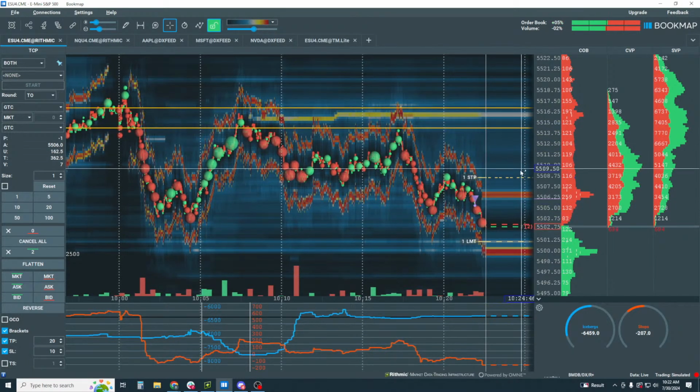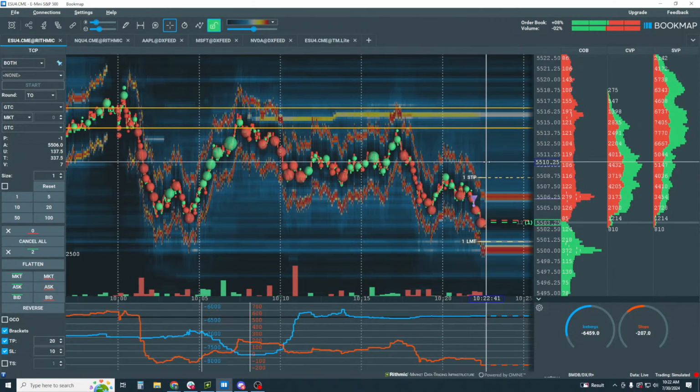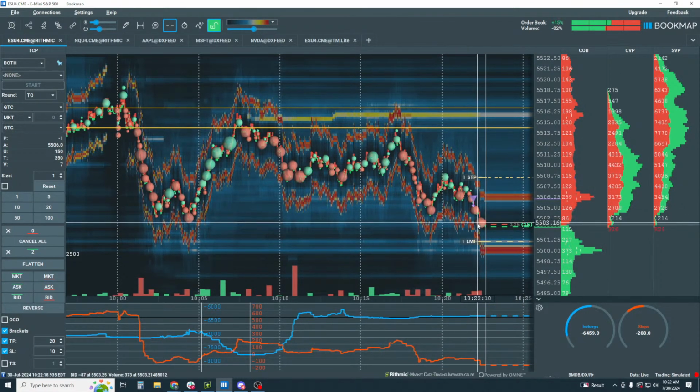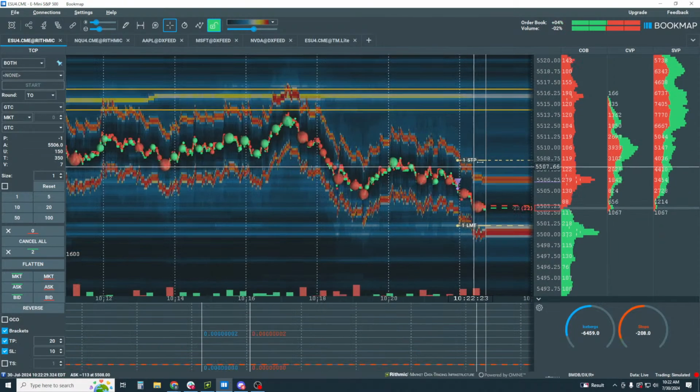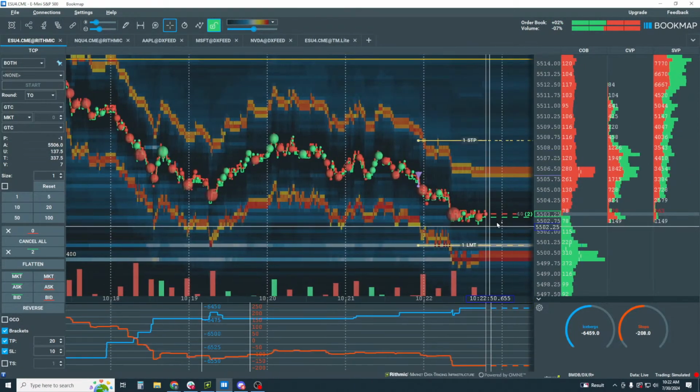You know, I want to mention this because this one's okay. This one's starting to work out. In fact, we might even take some profit down here if we see some buying coming in.